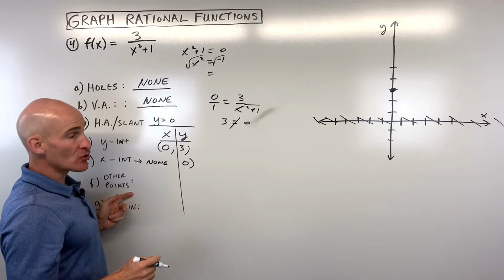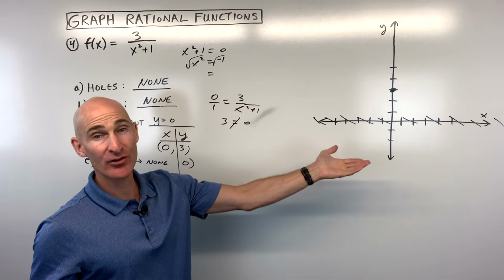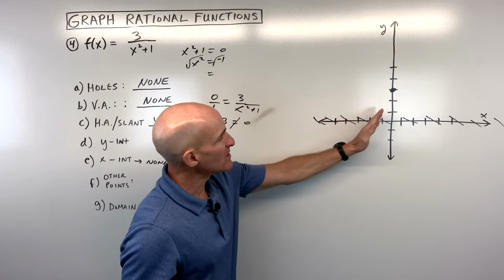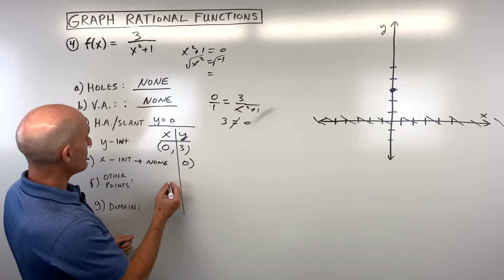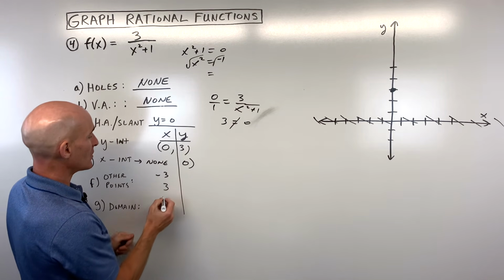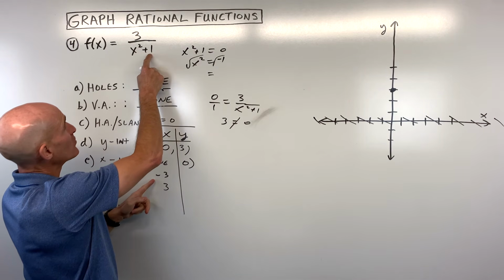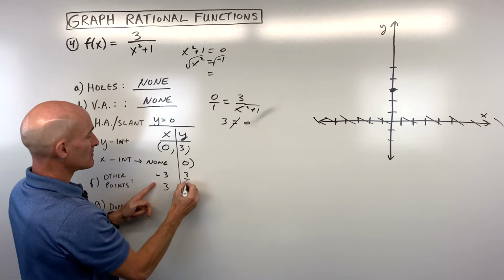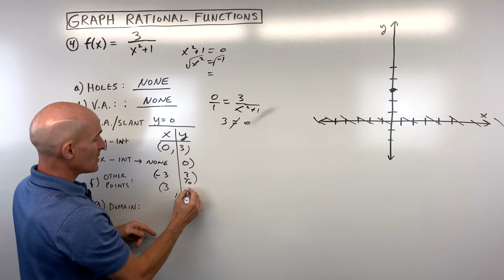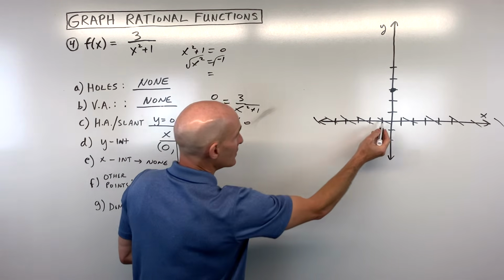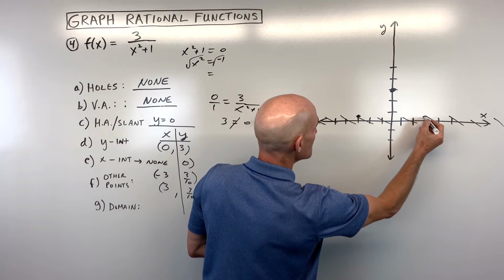And then let's plot some additional points. Now normally I'll pick some points on either side of the vertical asymptote, but there's not a vertical asymptote. So let's just pick some points on either side of the y-axis. Let's say for example, -3 and +3. If I put in -3, I get -3 squared is 9, plus 1 is 10, 3 over 10. And if I plug in +3, I also get 3/10. So that's interesting. So -3, 3/10 is right about here, and +3, 3/10 is right about here.